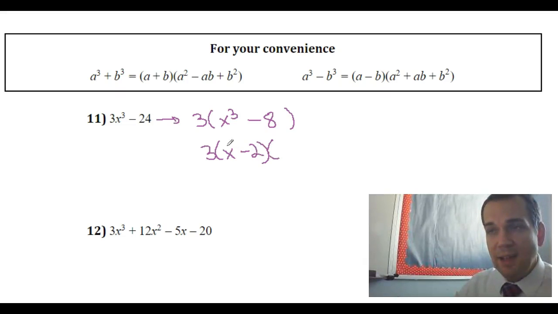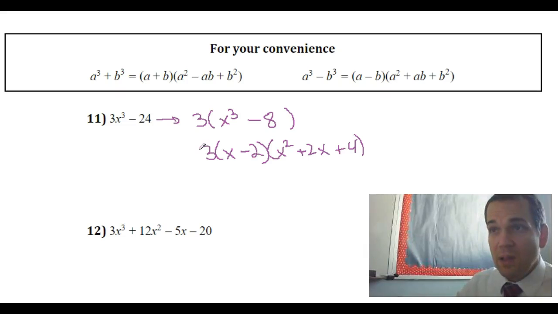And now that I know what these are, I know that for this pattern to work, whatever's here, I'm going to square it. That goes here. This middle guy is the product of these two things with the sign flipped. So these multiply to make negative 2x. I'll put a positive 2x here. And then this guy is going to be positive 4.